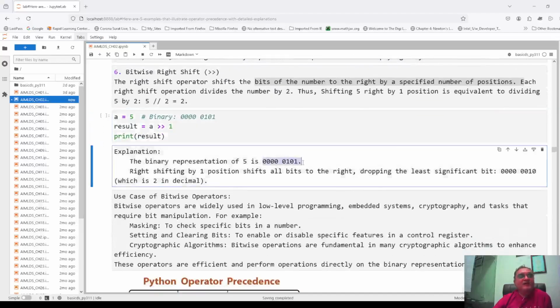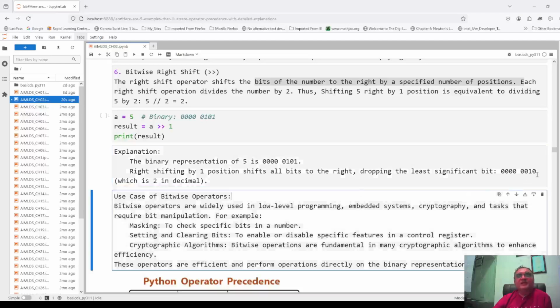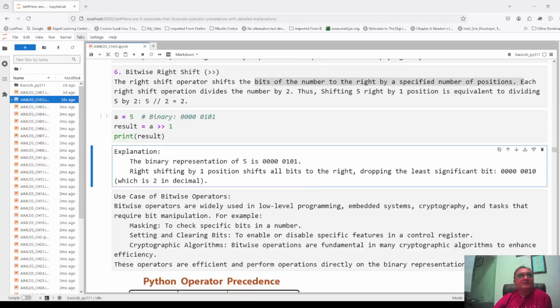So this is the binary representation of our original number 5, and after shifting, as I said, it will become 0010. And that 1 which is already on the rightmost side would be attached to the left side. Actually, it is not getting attached to the left side, it is simply dropped. Okay, so that is the difference between left shift and right shift.